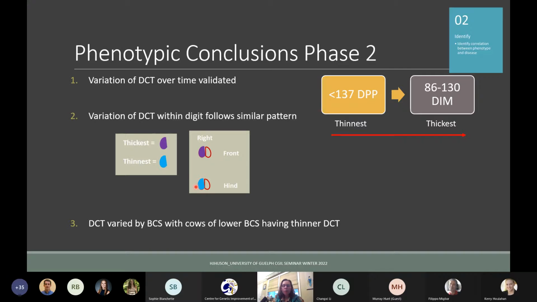And lastly, we were able to establish with this larger number of cows that digital cushion thickness also was correlated to body condition score. So the animals that had a lower body condition score, as you would expect, also had thinner digital cushion thickness. So less fat reserves in this area.